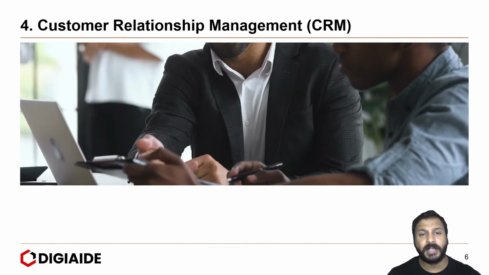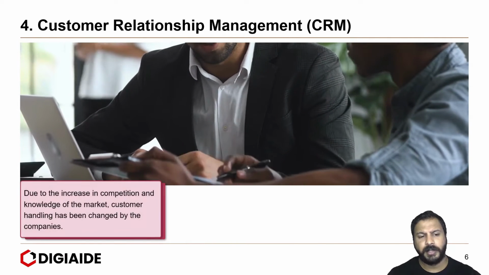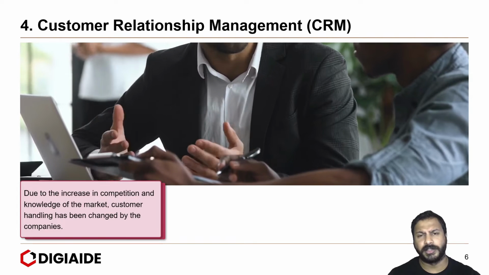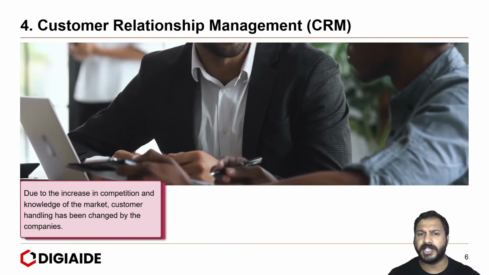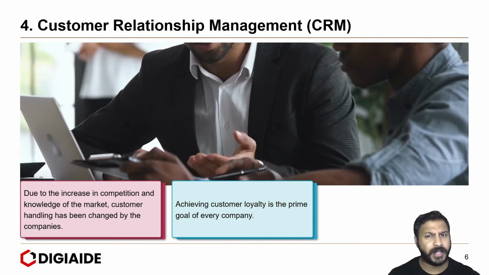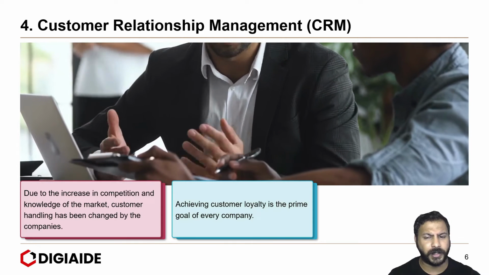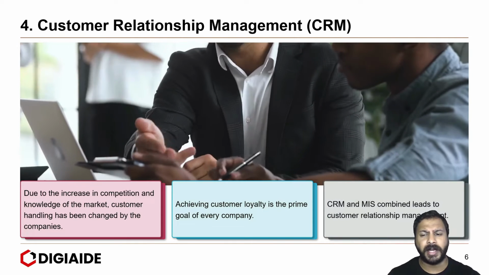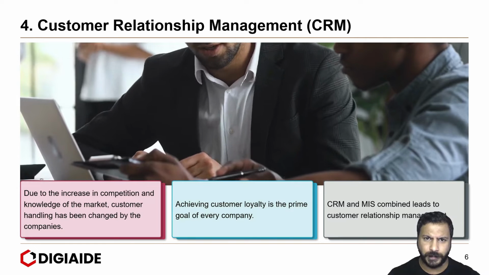Moving on to number 4, customer relationship management. Due to increasing competition and knowledge of the market, customer handling has been changed by companies. Achieving customer loyalty is the prime goal of every company. We'll see that in our case study later on. CRM and MIS combined leads to customer relationship management.